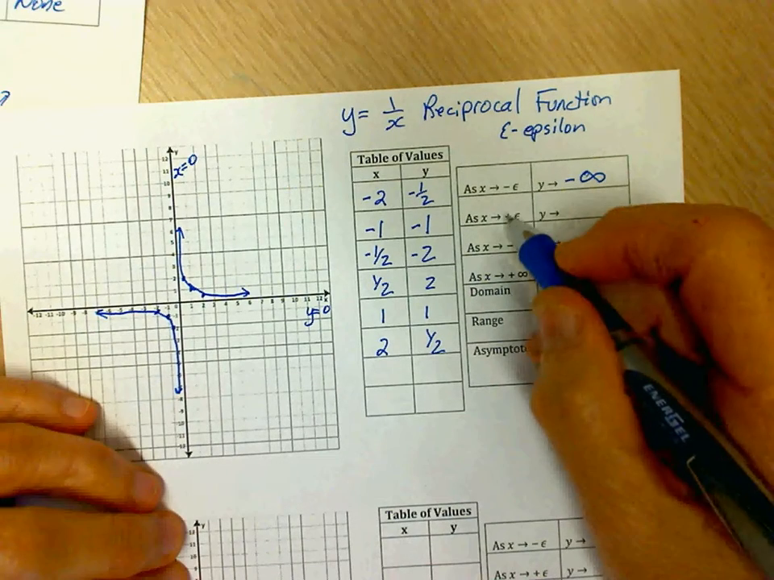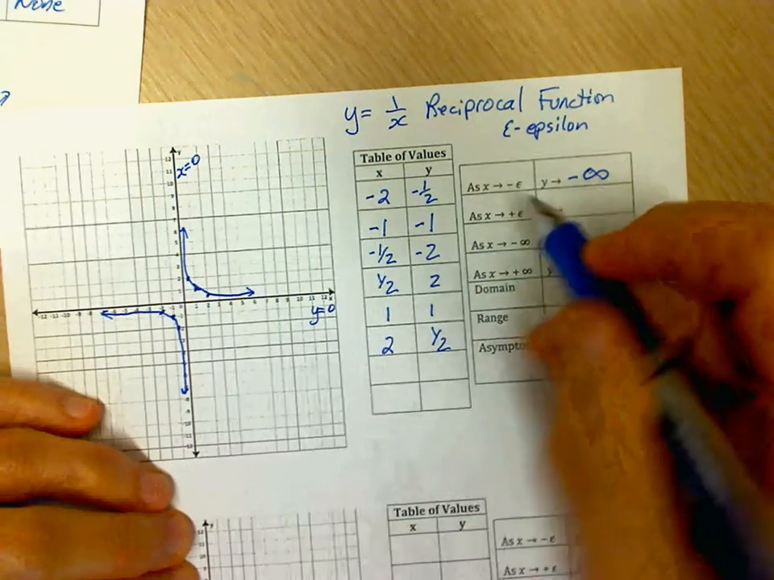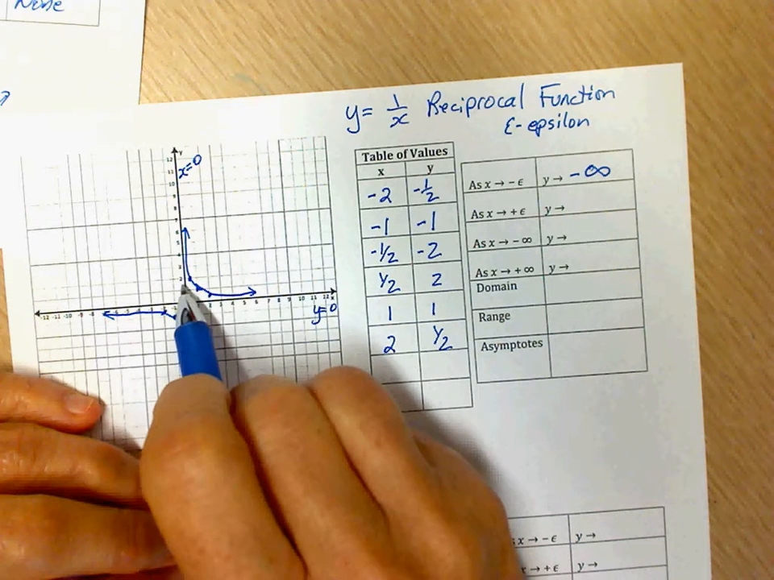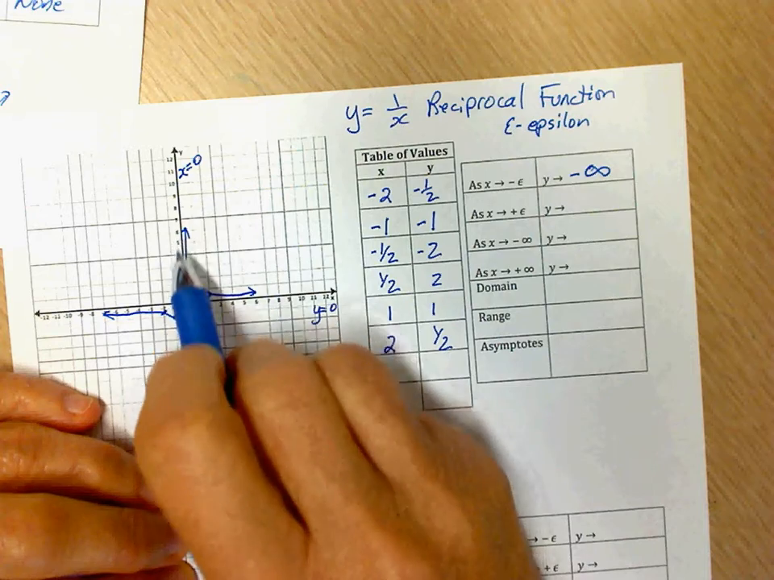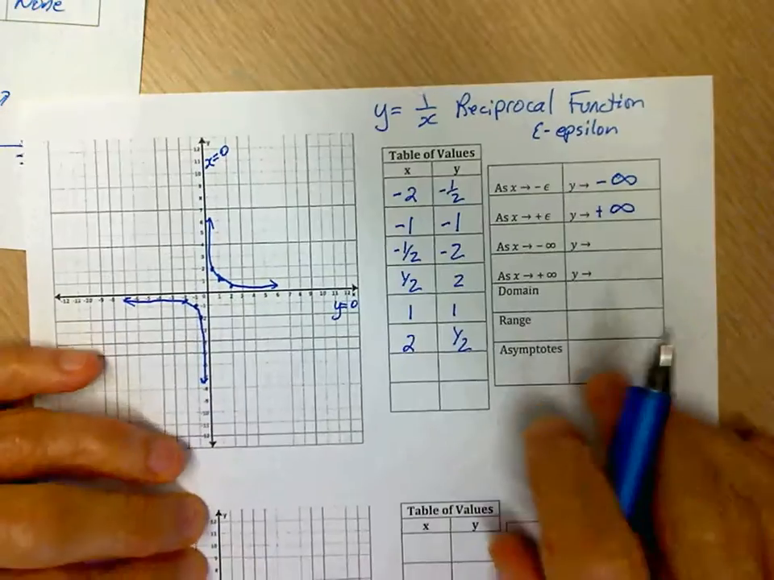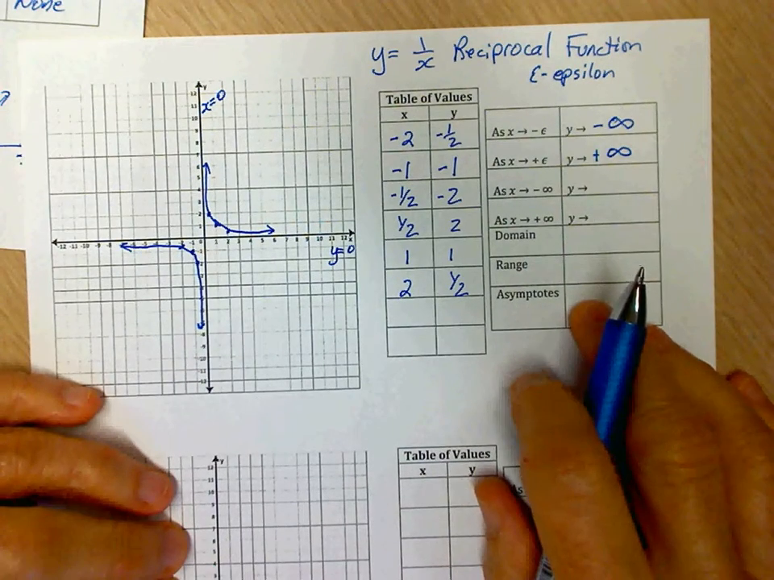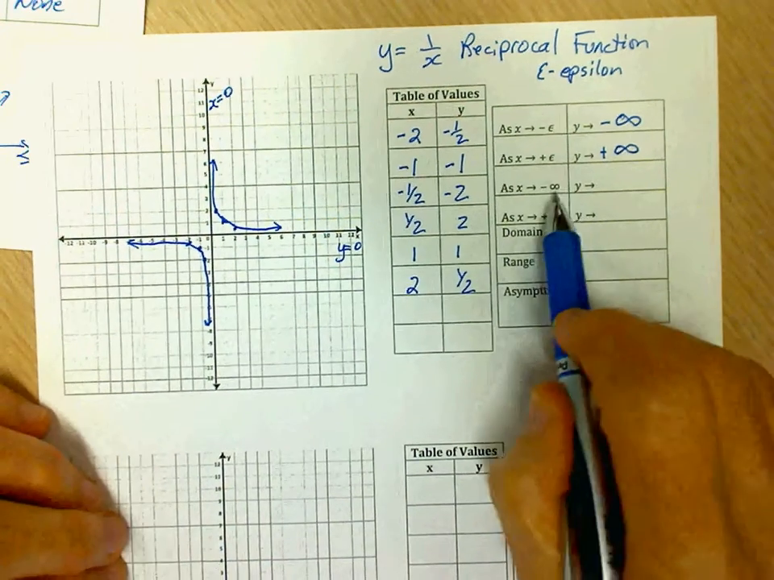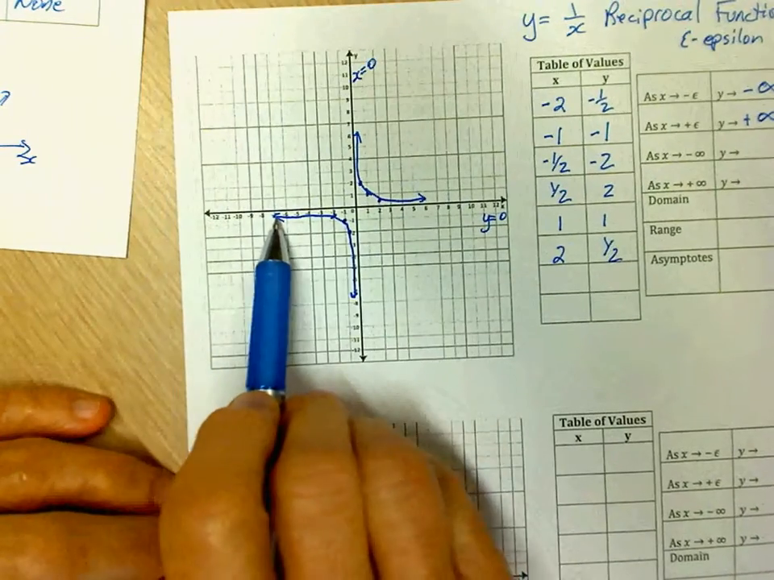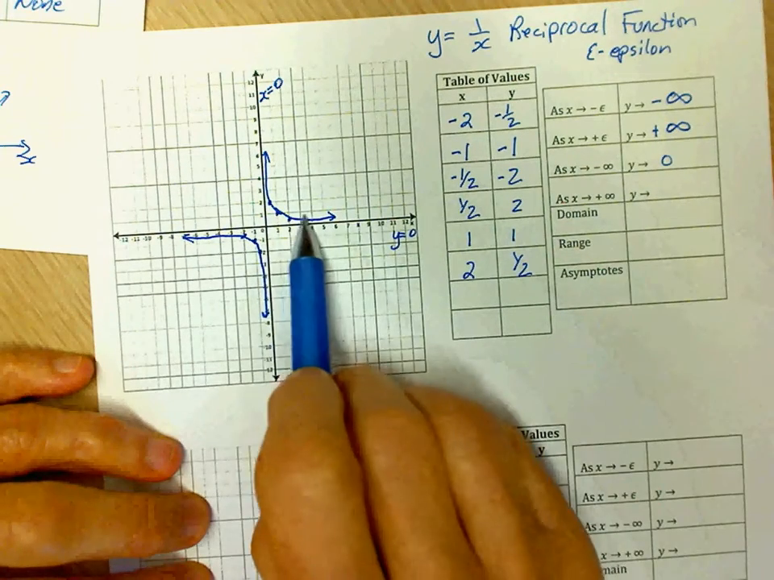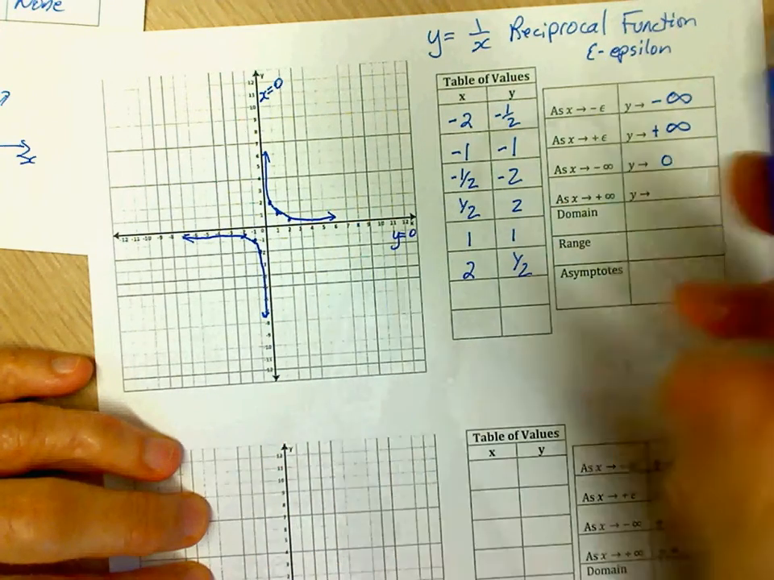As x approaches a very small value in a positive way, then y gets larger and larger in a positive way, and this approaches positive infinity. Now, as x approaches negative infinity, or gets very, very large in a negative way here, then y approaches 0. And as x approaches positive infinity, going in this direction, y again approaches 0.